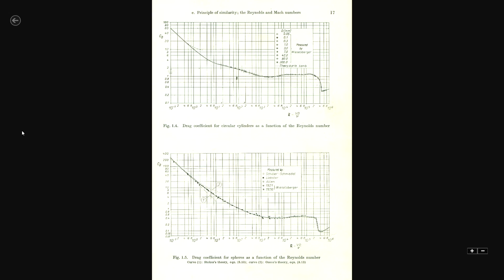Anyway, he also uses the definition V d over nu, that nu is mu over rho. Okay. So, we use rho u d over mu. Something similar happens in the case of a sphere also. Okay. So, this graph should be available. This is handbook information. Okay.